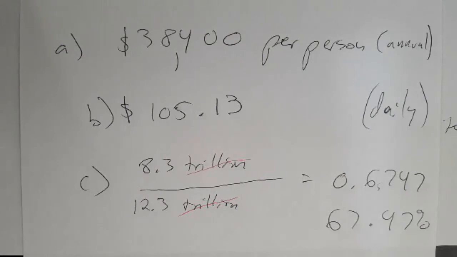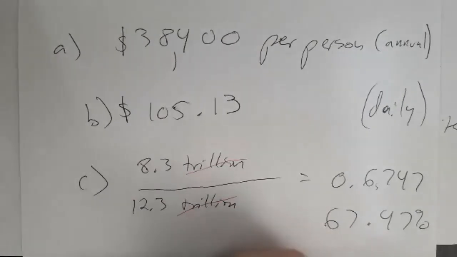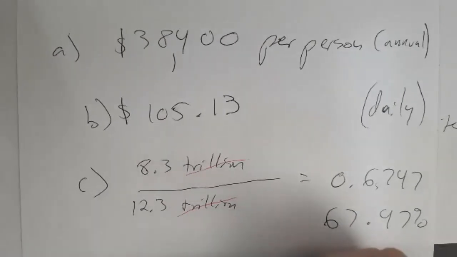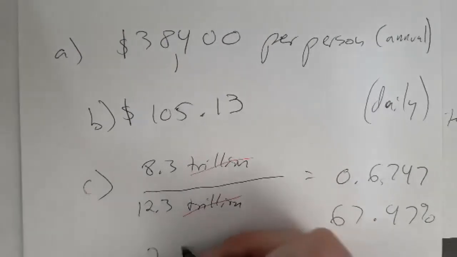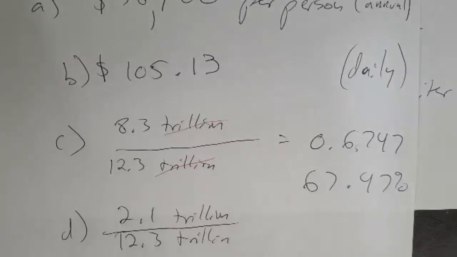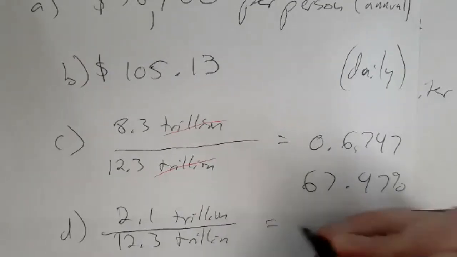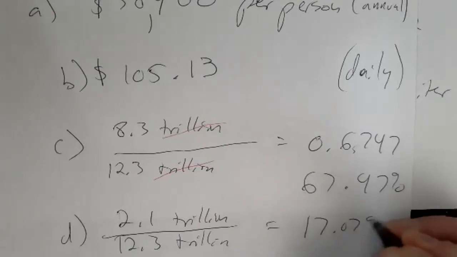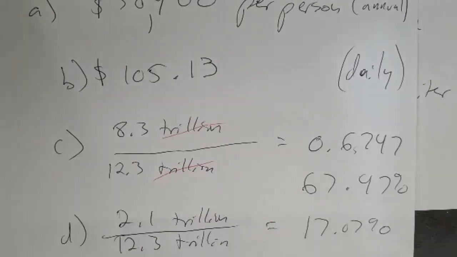D says spending on healthcare was estimated to be 2.1 trillion. About what percentage of all personal consumption spending was devoted to healthcare? So personal consumption spending total was still 12.3 trillion. Now we're trying to figure out what 2.1 trillion would be. These two, they're just asking you for the fractional percentage amounts. I'm just going to convert it right quick, 17.07%. I do a percentage, so it should be giving me 0.1707.